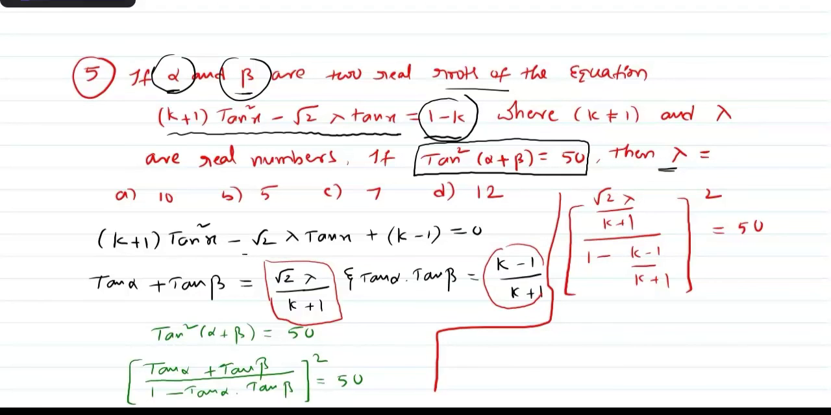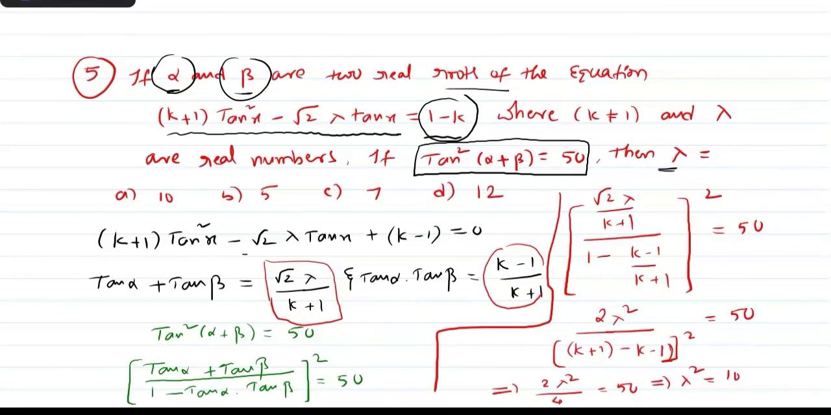Simplify it, you will get 2 lambda square by k plus 1 minus k minus 1 whole square, is equals to 50. In the final step you will get 2 lambda square by 4 is equals to 50. That implies lambda square is equals to 100. So we can conclude here lambda is equals to 10, because 10 square is 100. So what is the lambda value now? 10. So first option will be the correct option.